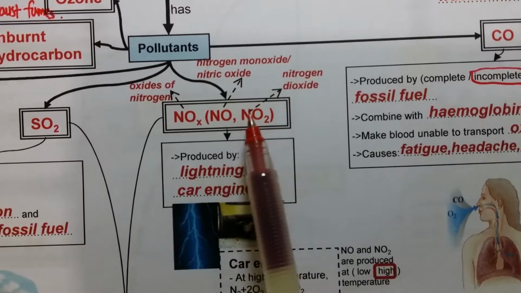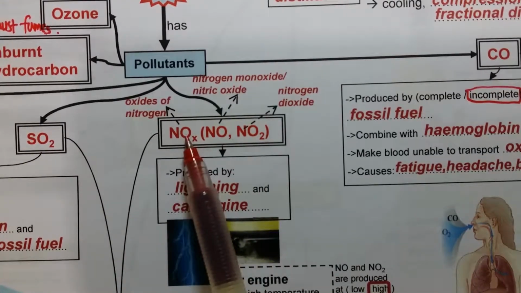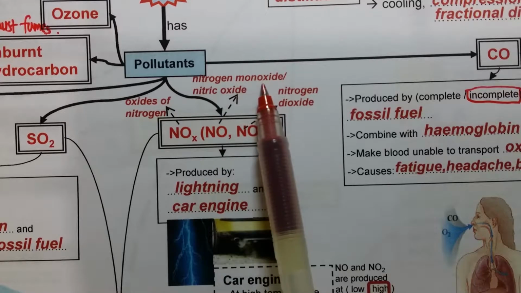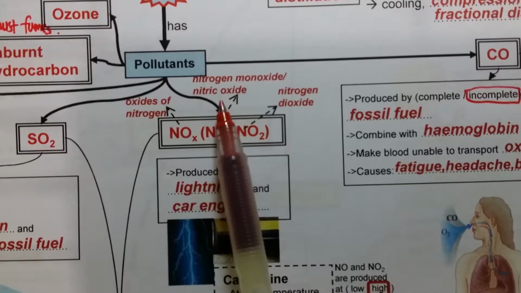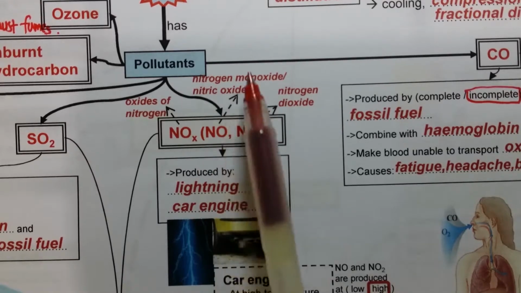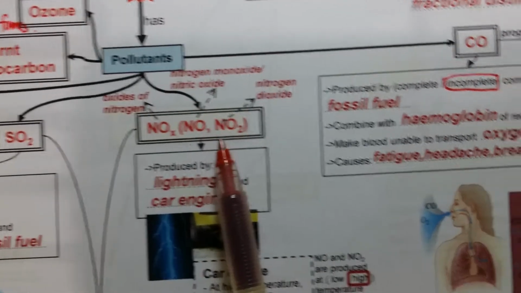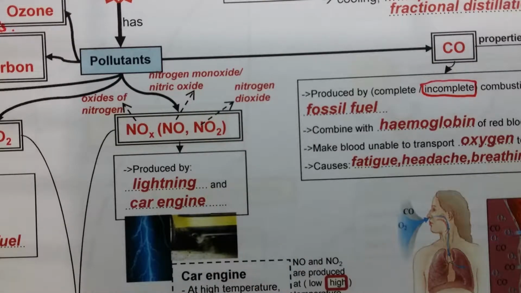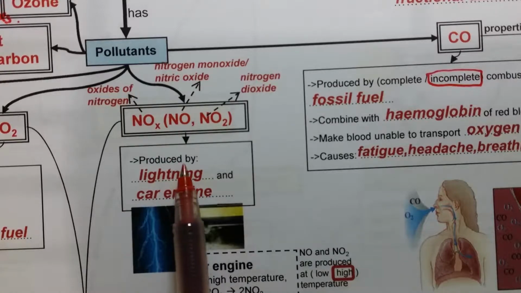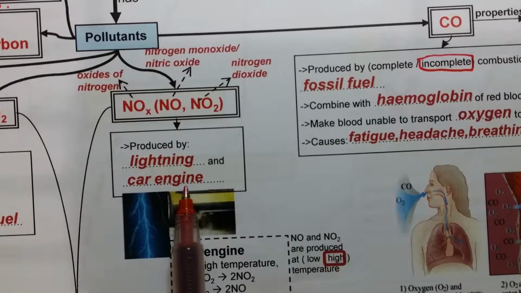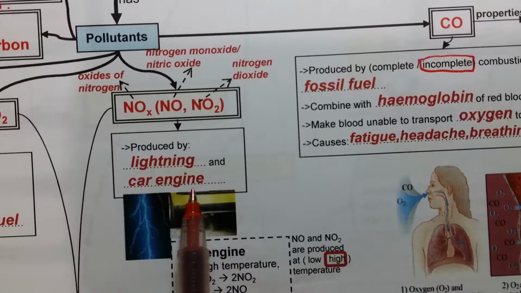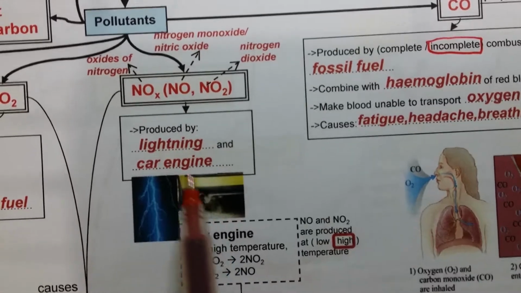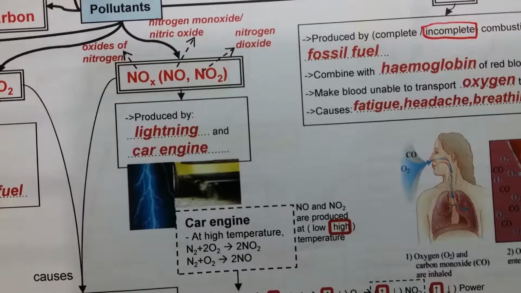And then the next pollutant is oxides of nitrogen or nitrogen oxides, which include nitrogen monoxide. Nitrogen monoxide, also known as nitric oxide. These two, they are the same. So basically what they refer to is NO. Okay, and also it includes nitrogen dioxide. Now, these oxides of nitrogen are produced by lightning and the car engine. So basically it is produced by a situation whereby there is a very, very high temperature, thousands of degrees Celsius, as in the case of lightning or car engine.